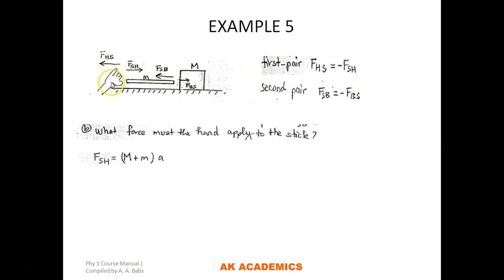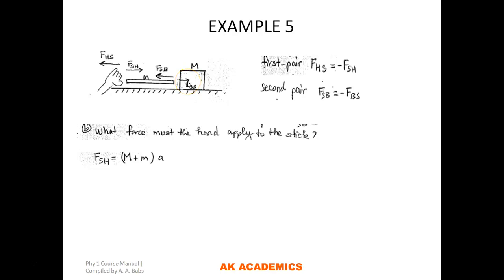As soon as the hand is pushing the stick, we do know that there are two masses in motion here. So we have the mass of the body, and then we have the mass of the stick. And we know that our force is equal to mass times acceleration. In this case, we will sum up the two masses because the hand is pushing the stick and the stick is pushing the body. So there are two masses in motion here. So that would be M plus m multiplied by the acceleration with which the stick is moving. That is how to find our FSH, the force exerted by the hand on the stick.